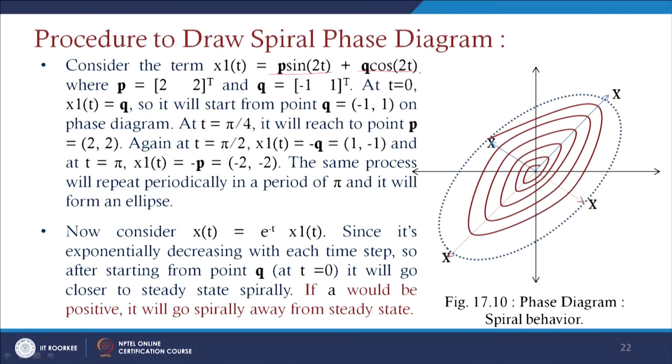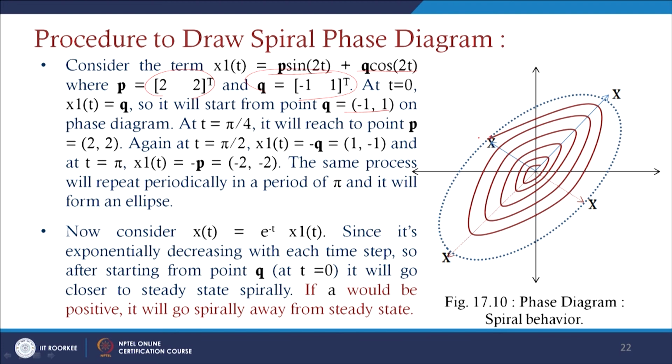And if you consider the term, suppose x1 t, in the form of p sin 2 t plus q cos 2 t here, where p is represented as 2 2 and q is represented as minus 1 1 here. At t equals to 0, since sin 0 is 0 here and cos 0 is 1, that is why x1 t equals q. So we will start from the point q equals minus 1 1 here. So minus 1 1 is where we start.